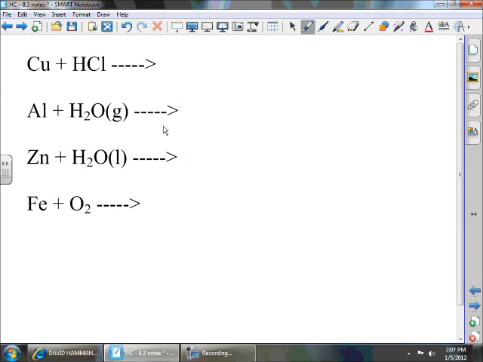All right, so we're going to start off with these four reactions. You're actually going to look at the descriptions in that activity series and be able to predict simply yes or no, does it occur?